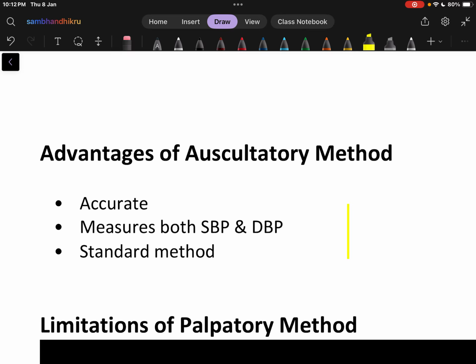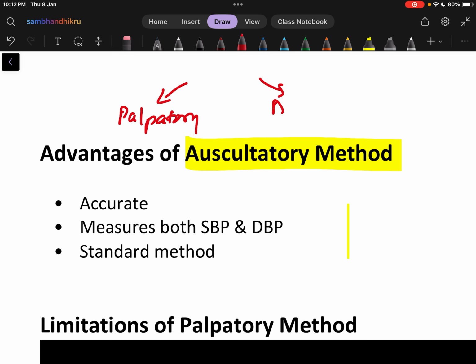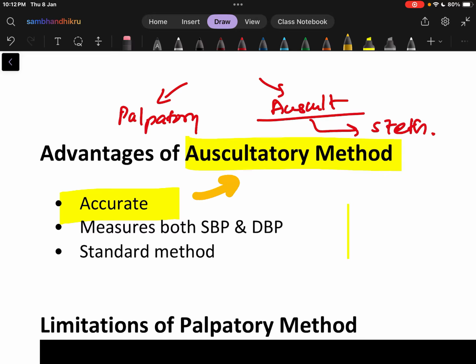So what are the advantages of the auscultatory method? We know that there are two methods, that is the palpatory method and also the auscultatory method. Auscultation, how we can do auscultation? By the stethoscope, isn't it? So it is a very accurate method. Which one? The auscultatory method. Okay, so which one is the best method?